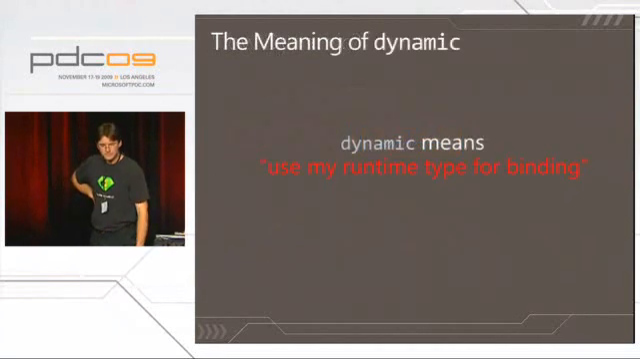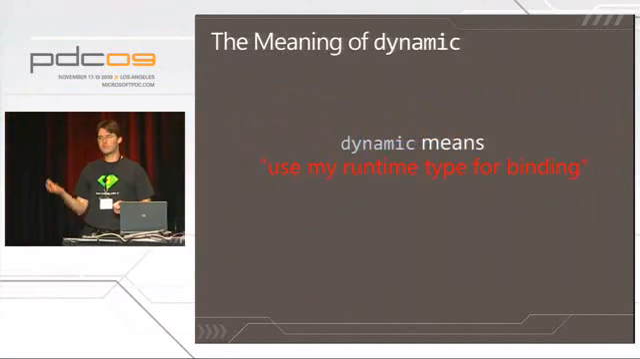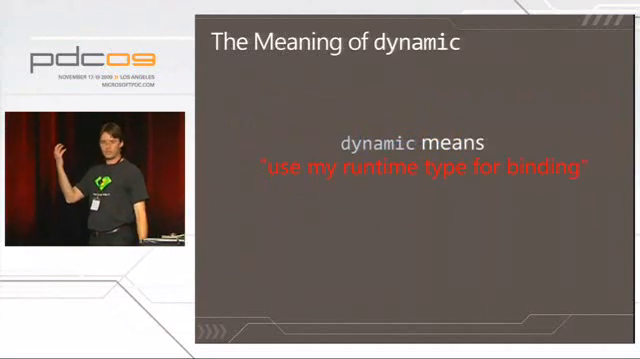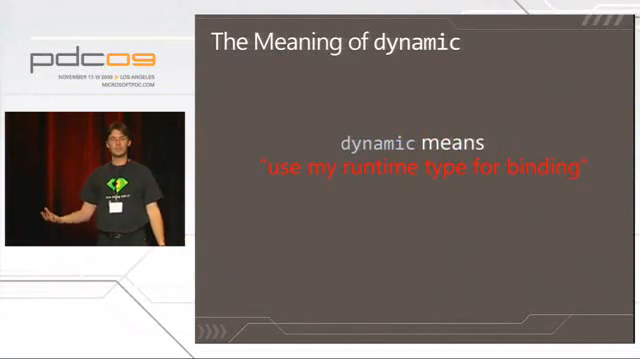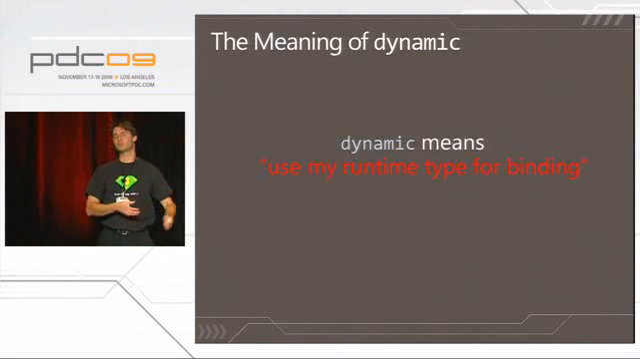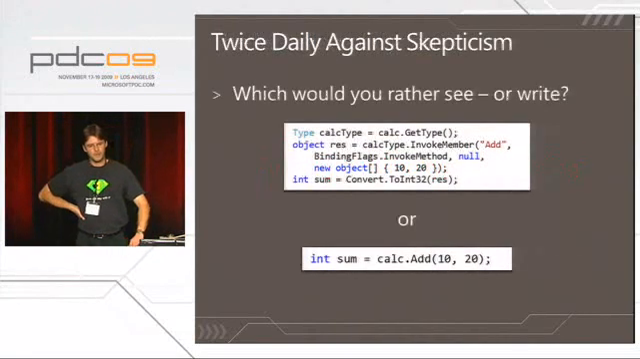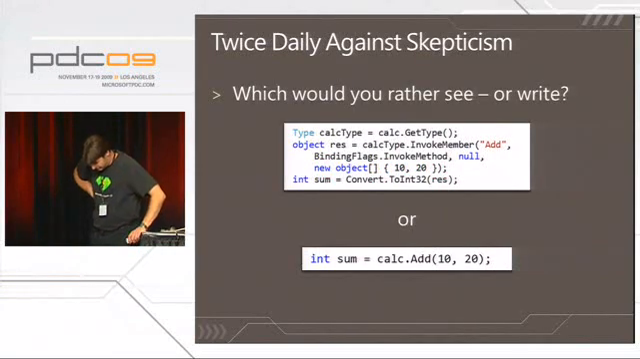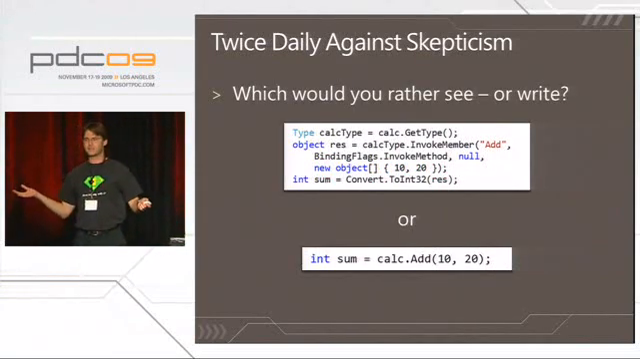Okay. So all this sums up to what dynamic really means. The dynamic type means for this object, use my runtime type for binding. If you don't have that type, your runtime type is not going to get used for binding. So that's really what it all boils down to. So that's it. That's why we designed dynamic the way it is.